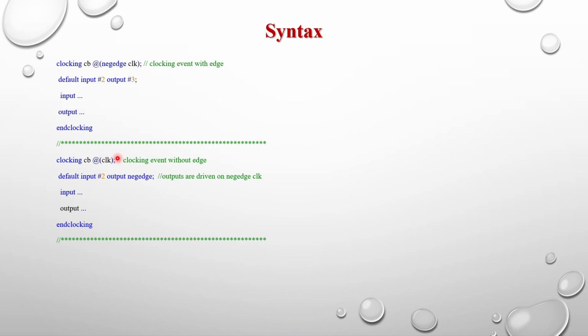So here, 2 units before the clock our signal will be sampled, and at the negedge clock, here I have taken the clock. In the clock, the negedge clock will be there. So outputs are driven on the negedge clock. Okay, and input output.